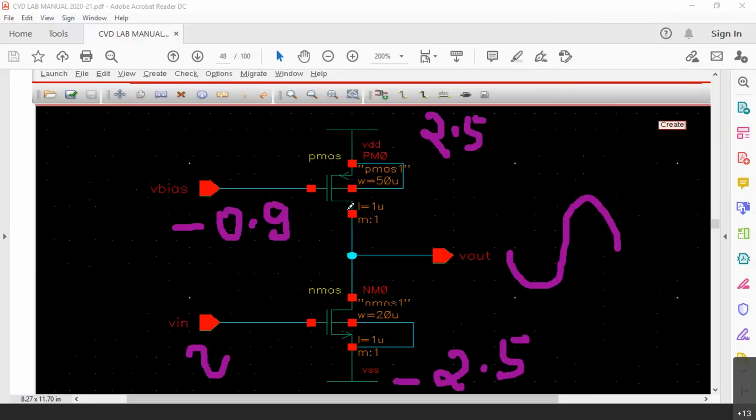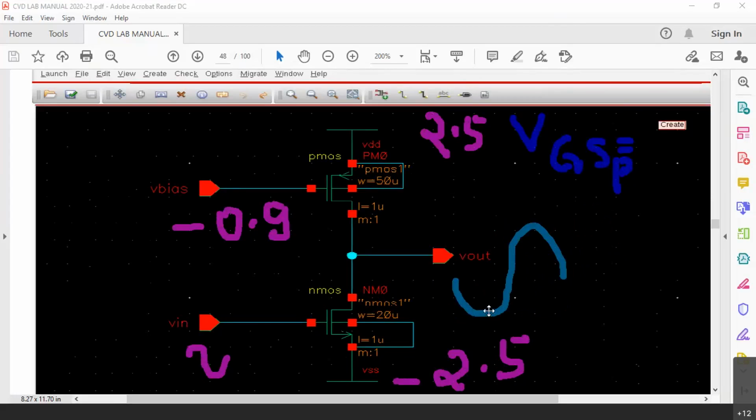Now this PMOS is working like a resistor itself. So my question here is now, to the gate we have given minus 0.9. To the source we have given 2.5. What is VGSP? Can anybody tell me? VGSP is how much? Can anybody tell me what is VGSP?